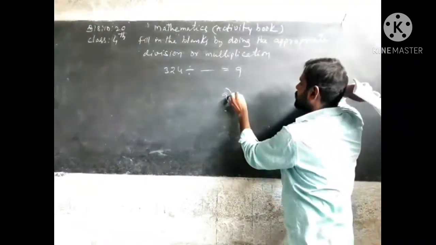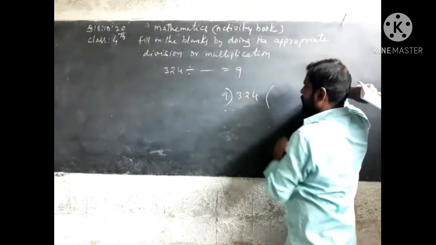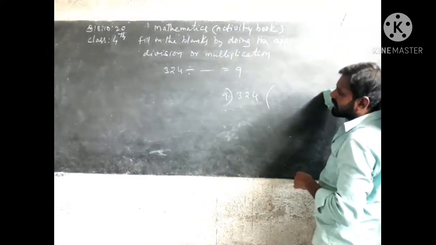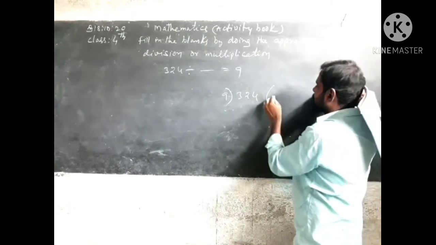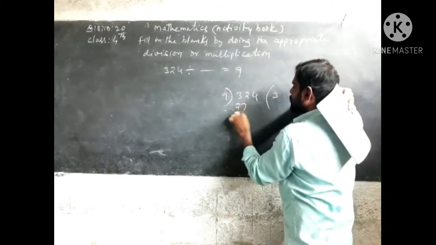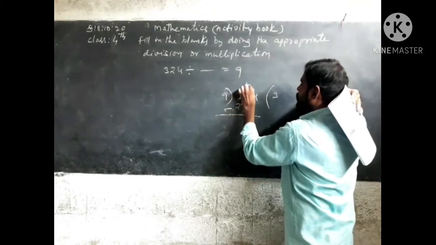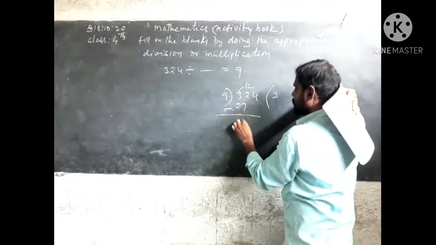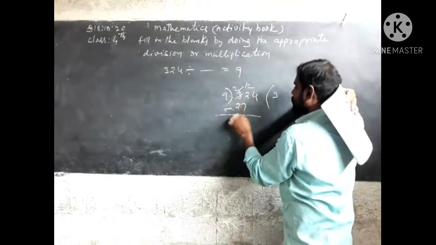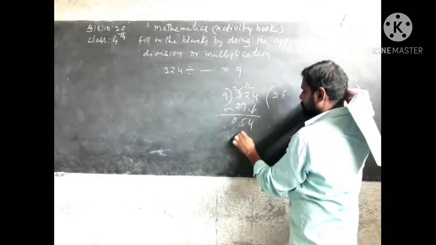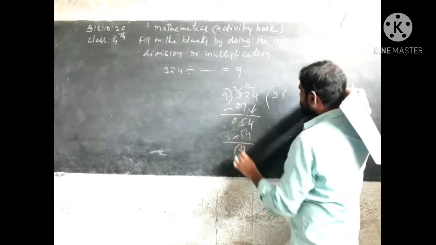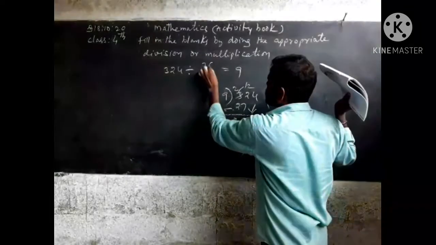See here, 324. 9 3s are 27. 9 4s are 36. 9 3s are 27. Here 12 minus 7, 5. Cut it to 2 minus 2, 0. Bring down 4. 9 6s are 54. So then you can write here 36. That's it.